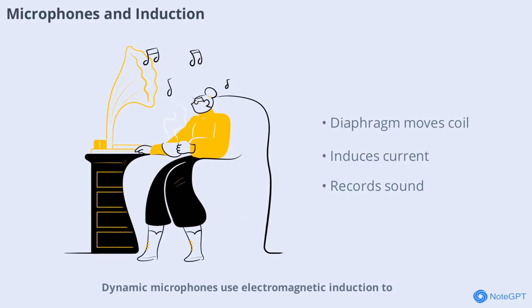Dynamic microphones use electromagnetic induction to turn sound waves into electrical signals. Inside the microphone, a diaphragm moves in response to sound, moving a coil within a magnetic field. This movement induces a current that mirrors the sound wave, allowing voices and instruments to be recorded or amplified.